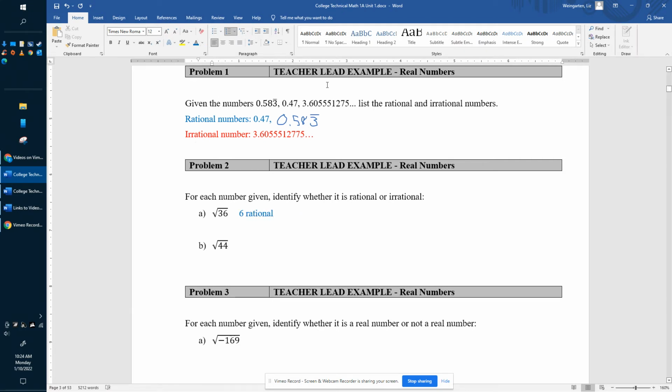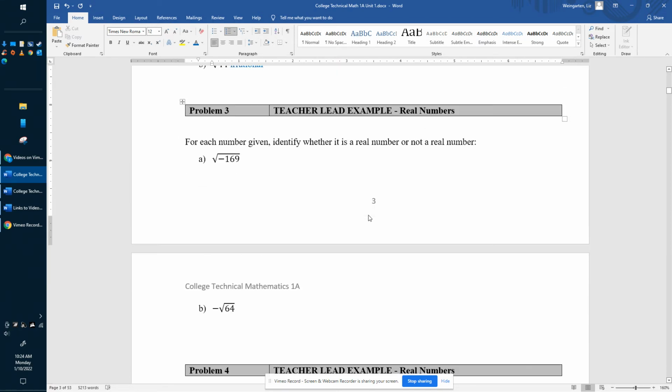Square root of 44, however, when you evaluate it in your calculator, is not rational. There are no repeating digits, so this one is irrational. Some of you may note that you can factor a 4 out of there, take the square root of 4, you get 2, but then you'll have 2 times the square root of 11, and the square root of 11 is still irrational.